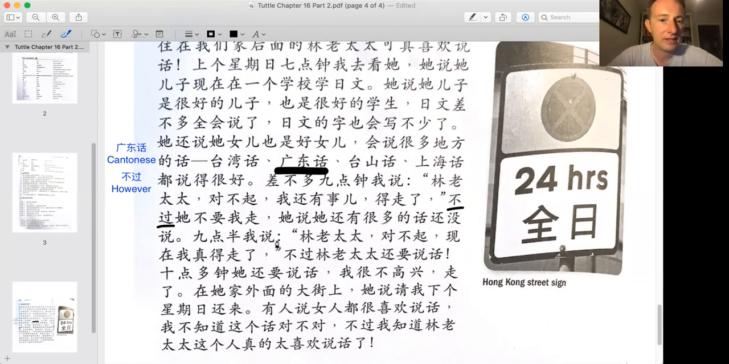九点半我说, at 9:30 I said, 林老太太, so Mrs. Lin, 对不起, sorry, 现在我真得走了,不过, so at half past nine, I said, Mrs. Lin, sorry, but I really have to go. 不过林老太太还要说话, but Lin Taitai still wanted to keep talking.